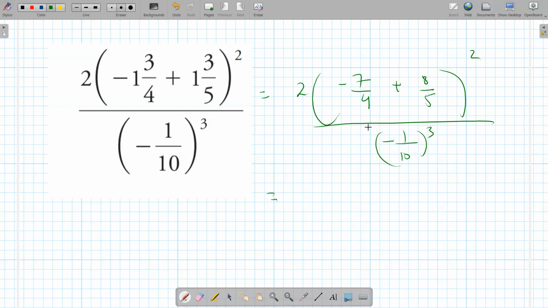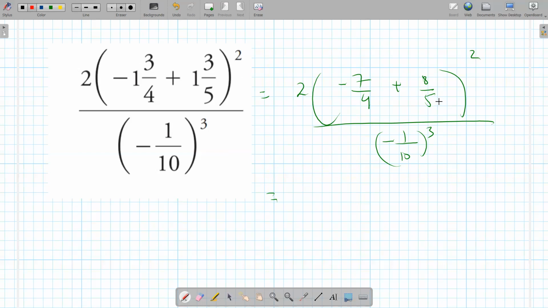So what's the common denominator between 4 and 5? Isn't it 1? No, that's the GCF. We need the LCM. Is it 20? It is 20.